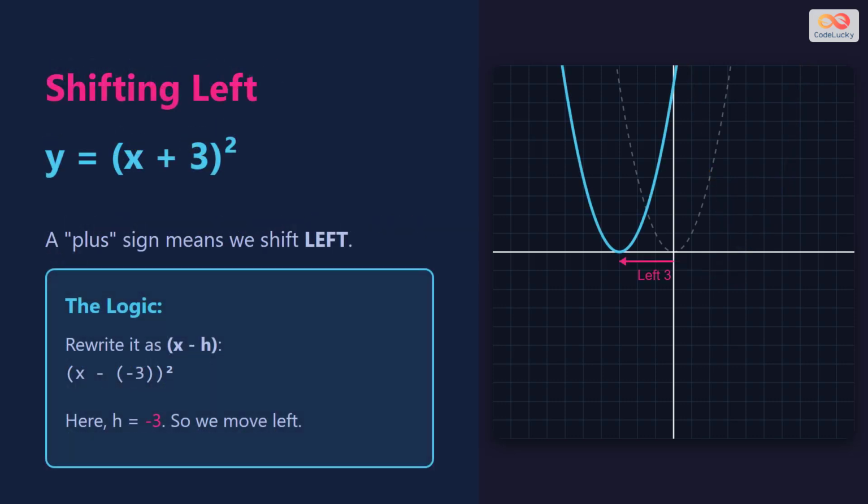On the other hand, if we have y equals (x plus 3) squared, we are shifting to the left. This is because we can rewrite x plus 3 as x minus negative 3. Since our h value is negative 3, we move in the negative direction.